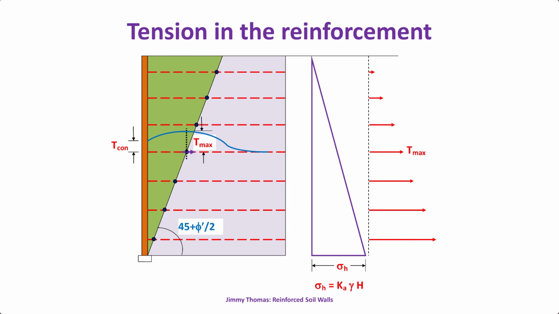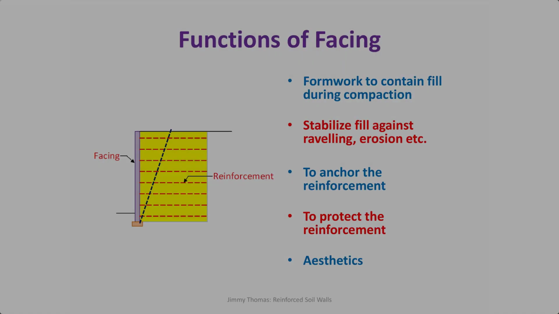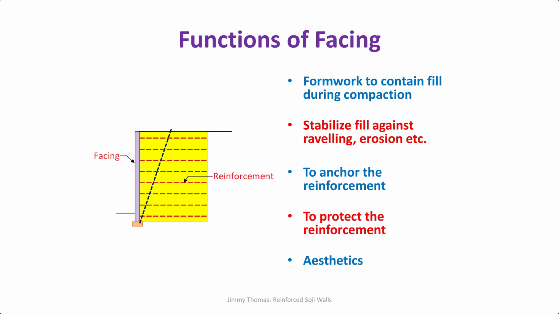Suppose many times, especially in the lower portion, this bond length may not be sufficient. So here the facing role is important. That means the facing resists the earth pressure and distributes it back into the reinforcement. This is what we call anchoring the reinforcement. Another way is to have a wraparound facing, which also will help. Then fourth is to protect the reinforcement, because if the reinforcement is exposed, it can be damaged. And last is aesthetics. The structure should be safe, at the same time it should look good also.